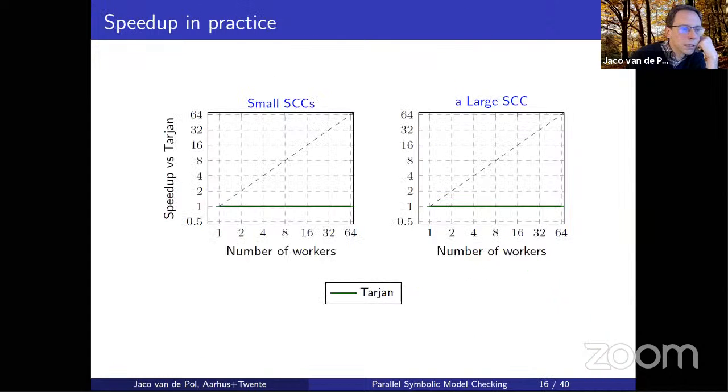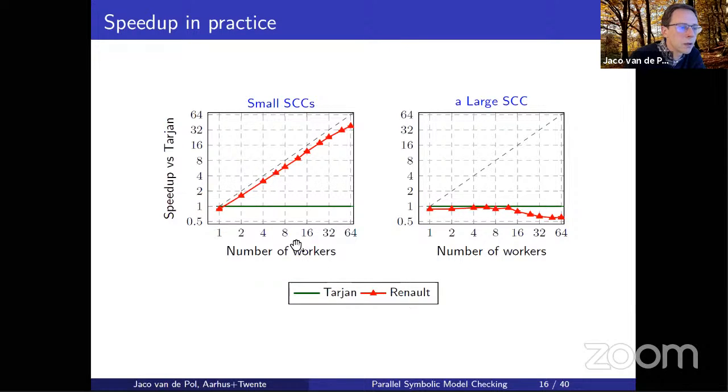And this can also be seen experimentally. So here we have the number of workers, and here we draw the speed up compared to a sequential Tarjan. So here the green line is Tarjan, it's a sequential one, so it cannot use so many workers. So this is the baseline. And now this is what happened with Renault's algorithm. If we have small SCCs, we have a very nice scalability for speed up. But if there is a very large SCC, no matter how many workers we use, well, we have no speed up, or we even pay an overhead.